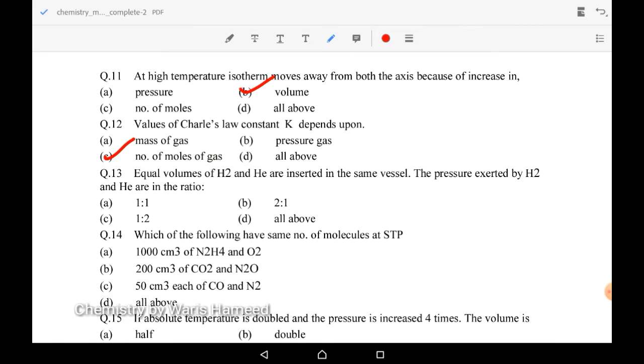Equal volumes of hydrogen and helium are inserted in the same vessel. The pressures exerted by hydrogen and helium are in the ratio? Equal volumes of gases will have an equal number of molecules, so they will have equal pressure. So it will be 1:1.